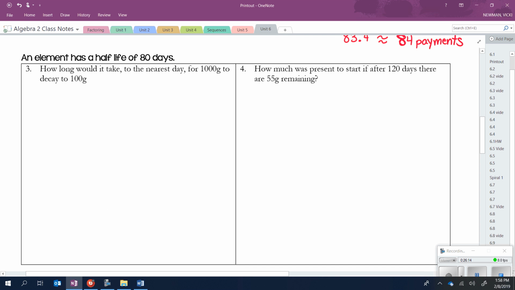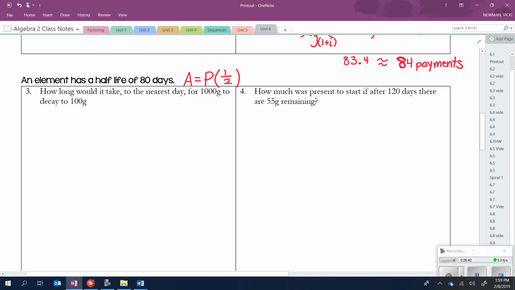These next two questions: an element has a half-life of 80 days. What formula do you need? What does that look like? A equals... if you don't know what goes next, I'm going to lose my mind, right? A equals P times 1/2. Now here's the weird part, right? What's the exponent? T over H, where H is the every. So every 10 days, every 80 years, every whatever it is. Yes? Okay. You should be all right with those.